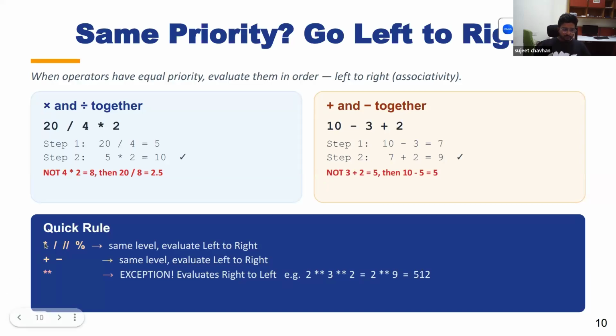So here you have multiplication, division, floor division, modulus. Same level, evaluate left to right. Same with addition and subtraction. But with this power thing, you have to evaluate right to left. So 2 power 3 power 2, evaluate right to left. Okay. Because if you see in mathematics, it will be written like 2, and above 2, 3 will be written, and above 3, 2 will be written. So that's why we have to evaluate from right to left. So I hope this point is clear. Okay.